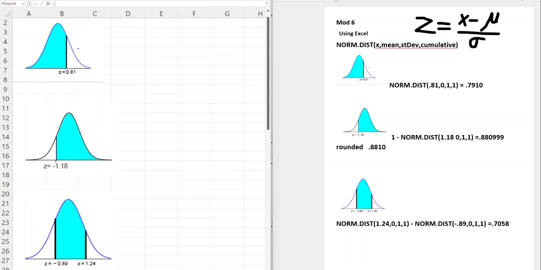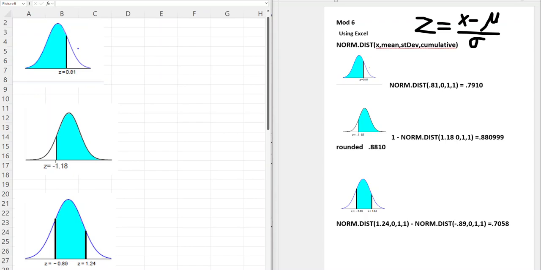Hi everyone. This is a video to show you how to use Excel to find probabilities. Now, this is very similar to the one that I just did previously for using the calculator, so some will be a repeat if you watch that video. But otherwise, if you're just starting out, let me explain.